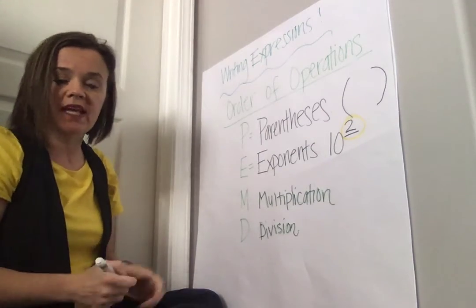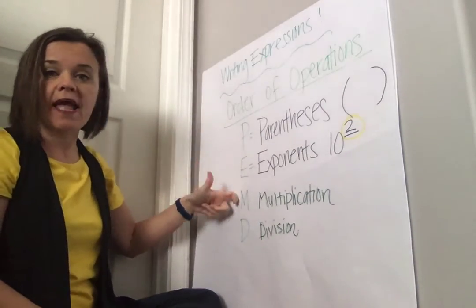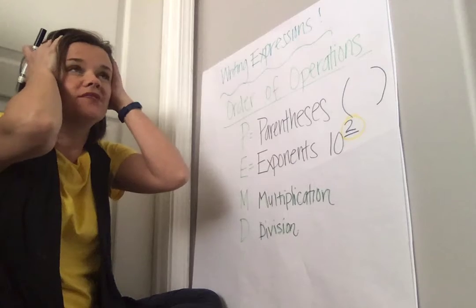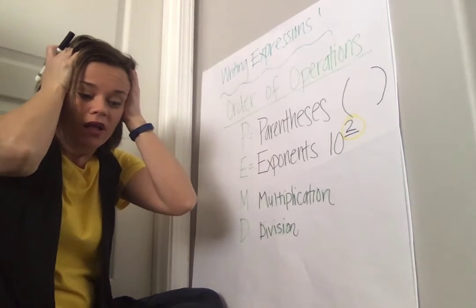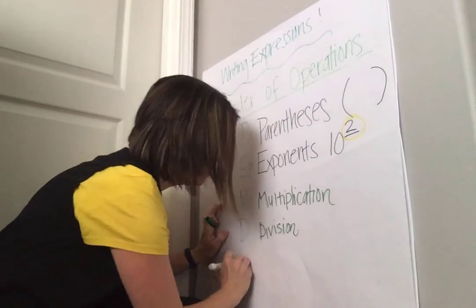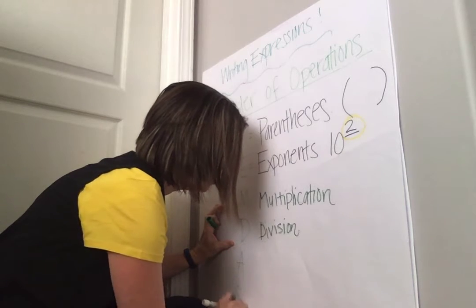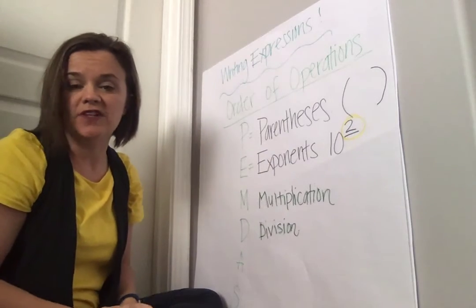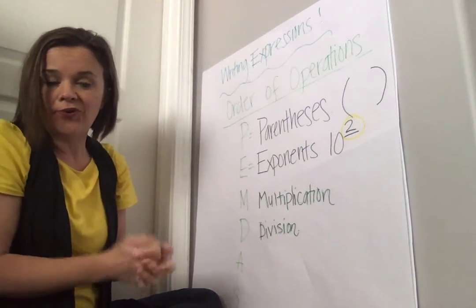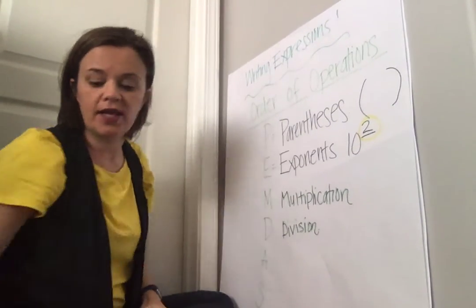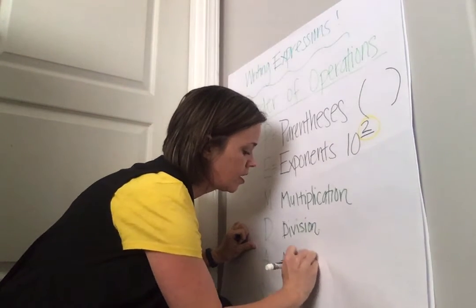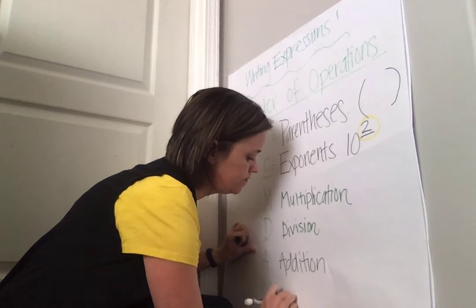Okay, so you have multiplication, then division. So P, E, M, D, and then what starts next? A. Let's see, what do we have that starts with an A that has to do with math? I got it. Addition. So I'm going to do addition next, and right after that is subtraction. Now, much like multiplication and division, addition and subtraction are related. Super cool, right? I bet you guys already knew that, but I'm covering it just so that there's no questions, okay? So addition and subtraction.